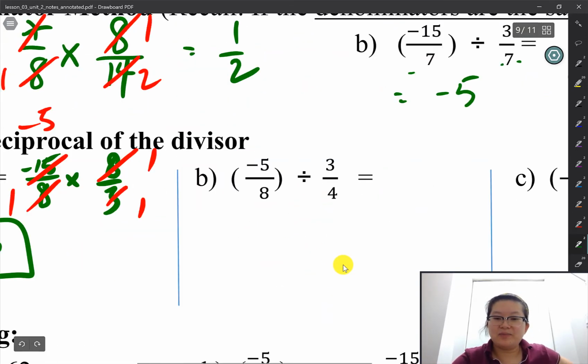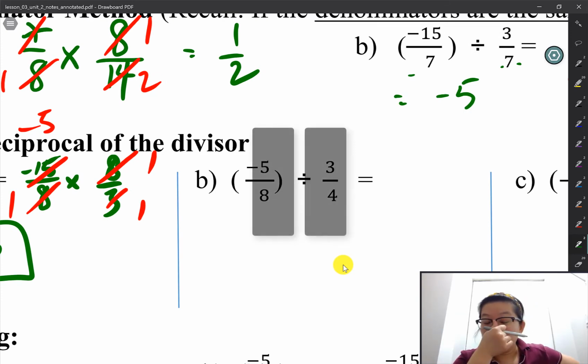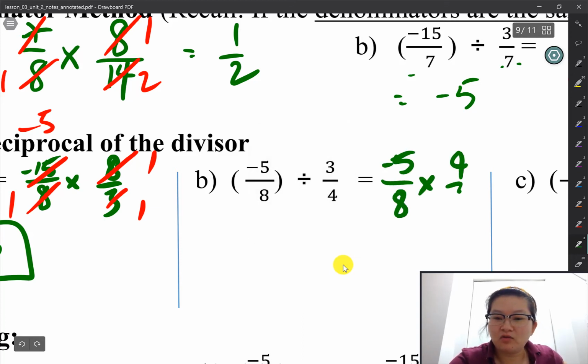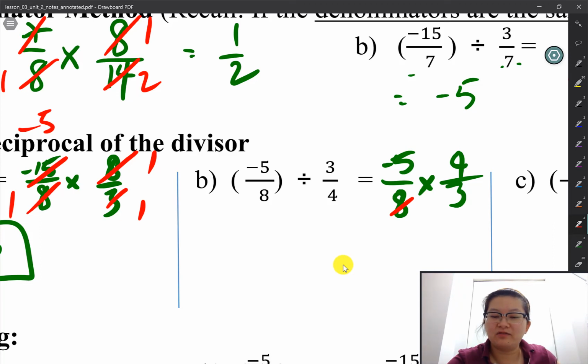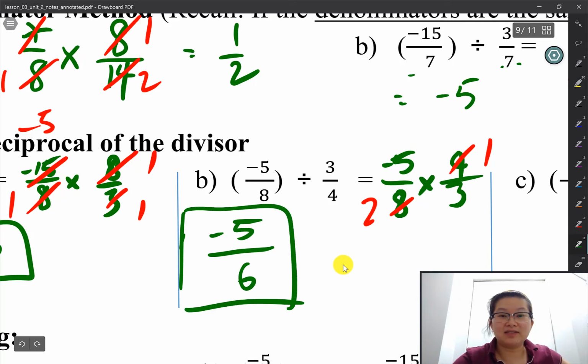Okay, looking at B. You know what? Why don't you try B as well? Try B. Okay, so I will go over it. Negative 5 over 8 multiplied by 4 over 3. Again, this can be simplified. I'm going to divide both the top and bottom here by 4. This is going to give me 2, and this is going to give me 1. I have negative 5 times 1, which is negative 5. I have 2 times 3, which is 6. I get negative 5 over 6.